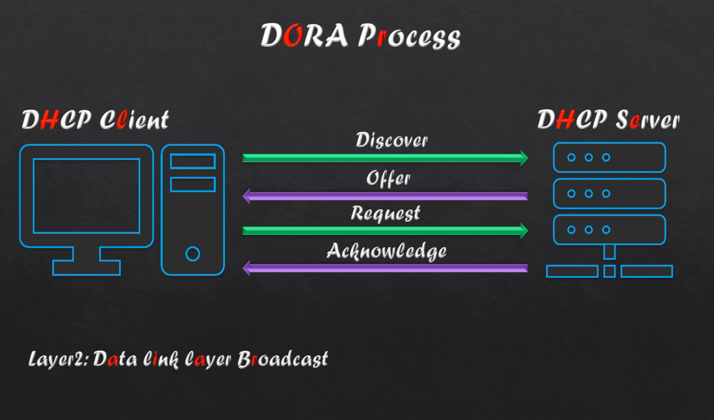One is the layer 2 broadcast and the other one is the layer 3 broadcast. When exchanging these 4 messages, the client and the server will not be using exact IP or the MAC address. Instead, they will be using the broadcast IP and the broadcast MAC address to convey the information. Now, let's take a look into that.